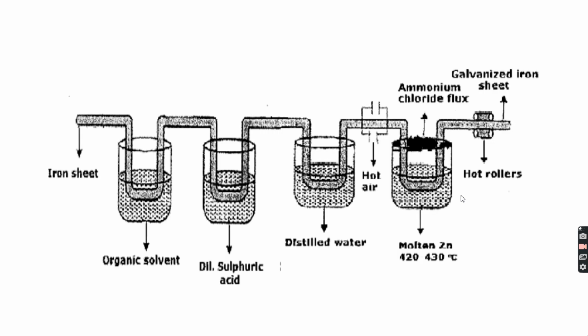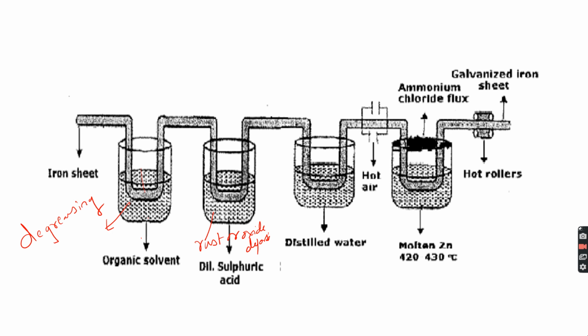So it can be summarized this way. Here we take a sheet of iron, and that iron sheet should first be pre-treated. We have to remove all extraneous matter. For pre-treatment, the iron sheet is first immersed in an organic solvent for the degreasing process. Here, degreasing of the component takes place with organic solvent. Then the iron sheet is passed through dilute sulfuric acid to remove any rust or oxide deposit.